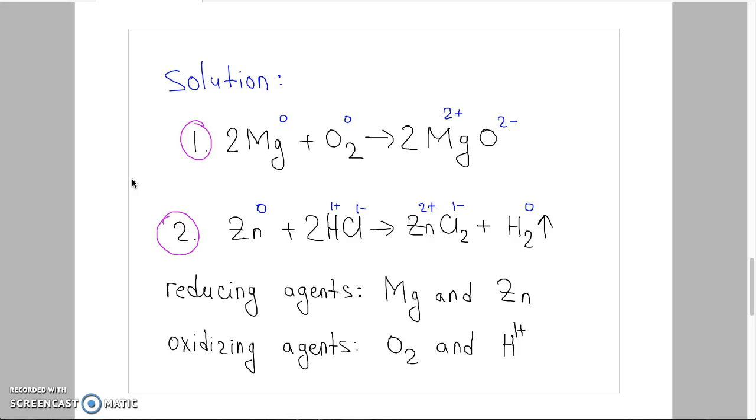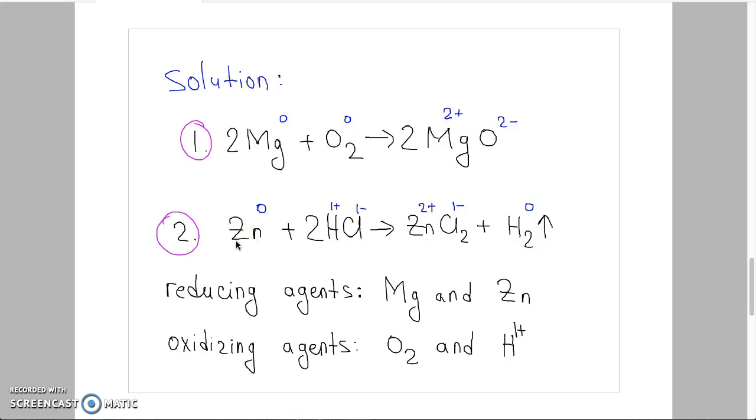And the solution is this. After the reaction between magnesium and oxygen, in the product we have magnesium oxide. Magnesium before the reaction was 0 charged, oxygen also was 0 charged. But after the reaction, the oxidation number or charge of magnesium becomes +2. It means that magnesium has given 2 electrons. Oxygen's charge is -2. It means that oxygen has taken 2 electrons.